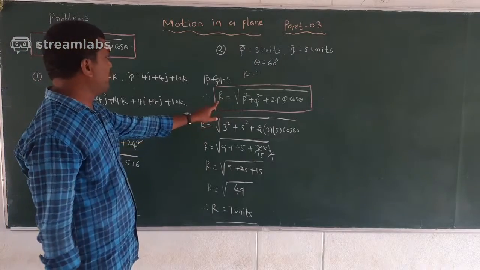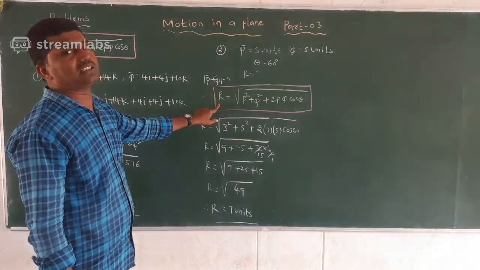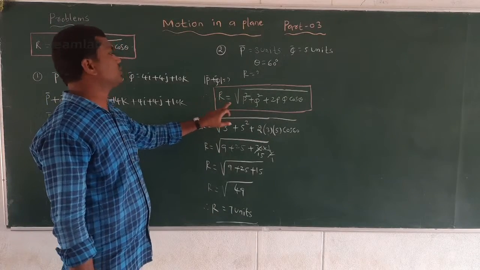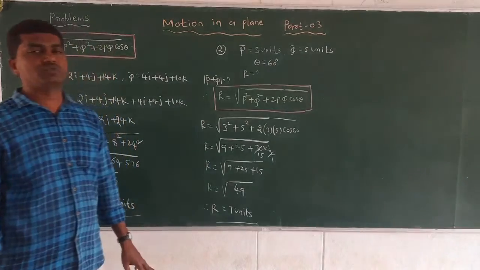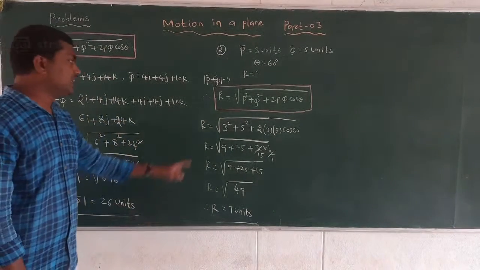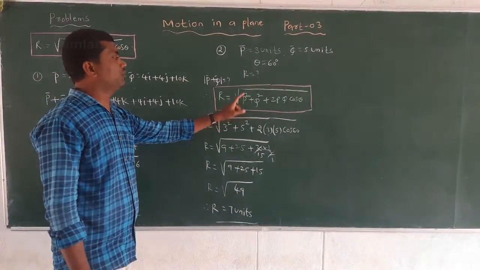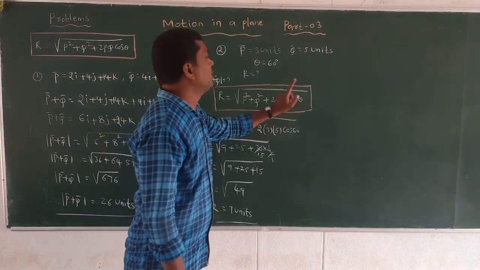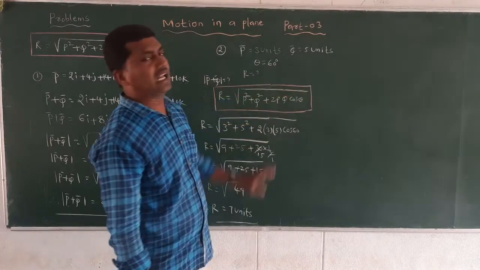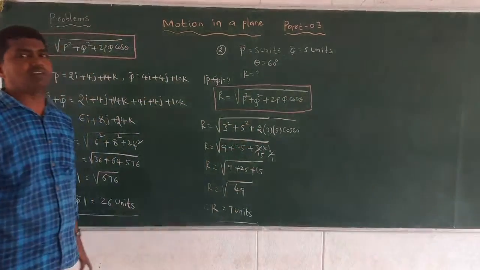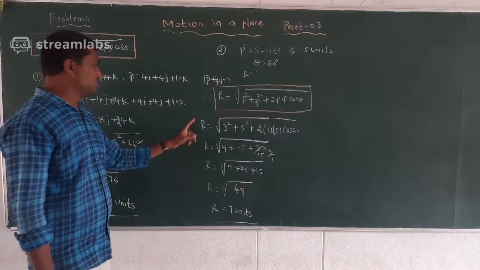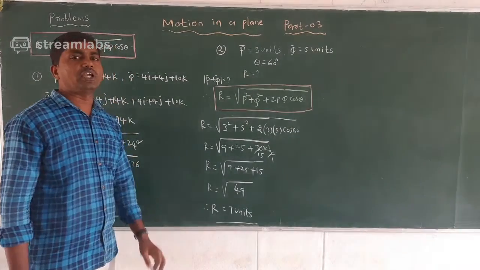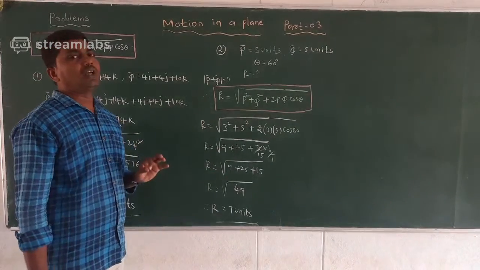Where does the magnitude of the resultant vector come from? It comes from the parallelogram law of vectors. R equals under root of p square plus q square plus 2pq cos theta. So wherever there is p we write 3, at q we write 5, and the angle between them is 60 degrees. So we substitute the value of 60 degrees and calculate by this step. So R is equal to 7 units.